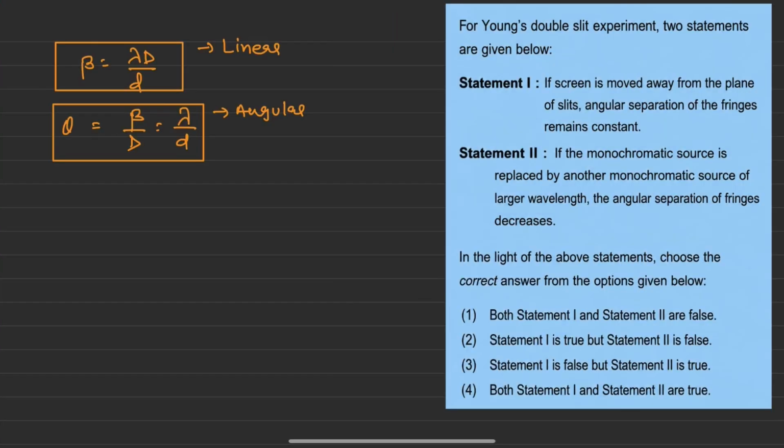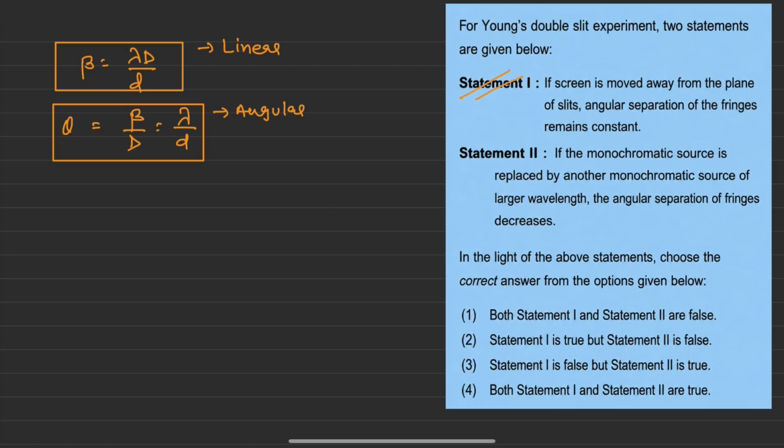Now let's go with this question. They are saying for Young's double slit experiment, two statements are given below. If a screen is moved away from the plane of the slits, angular separation of fringes remains constant. Yes. When you see the formula for angular separation, what is the formula we have here? Lambda divided by small d. Means it is independent of the distance between the slits and the screen. So according to this, statement 1 is correct.